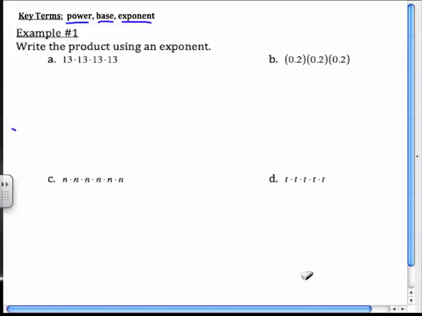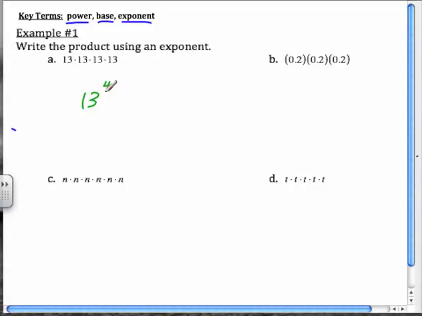All right? So now let's look at a couple of these problems. Okay? Let's see. Help me out here, Julian. It says, example 1, write the product using an exponent. I don't want to write 13 times 13 times 13 times 13. It's much easier if I write it as 13 to the power of 4. Okay? Beautiful. I wish that pen would go away. I'm going to have to figure out what's going on with that. We'll figure it out in a moment. 13 to the power of 4.